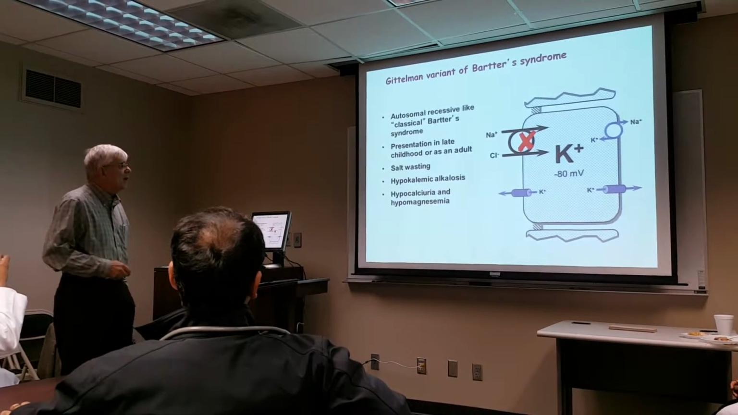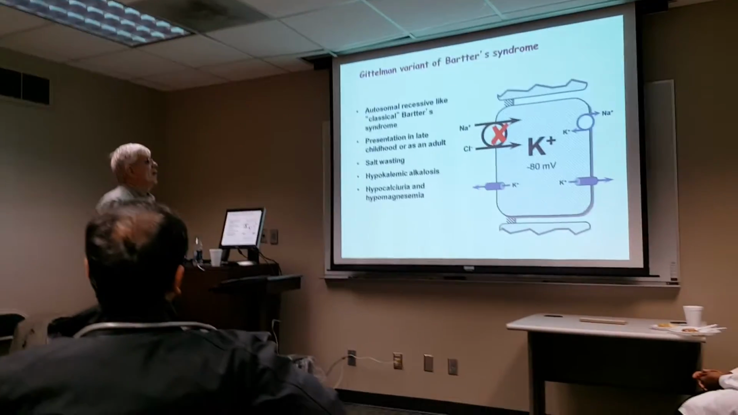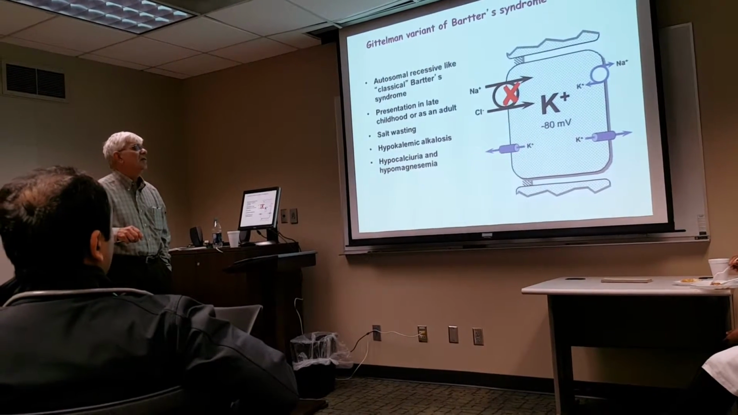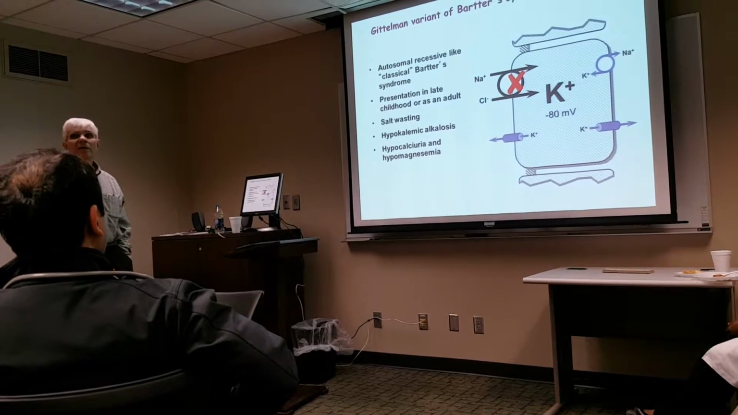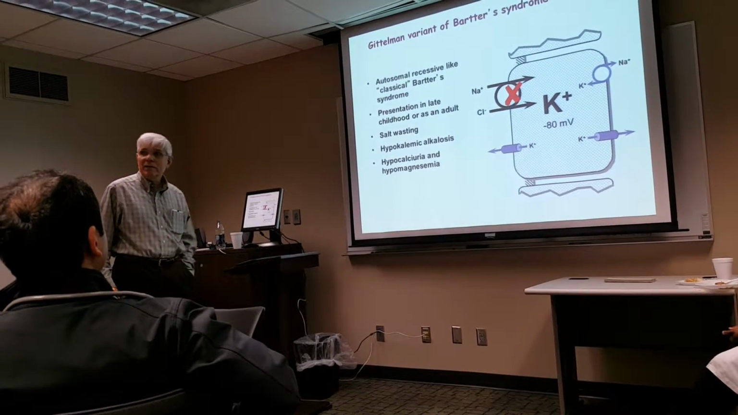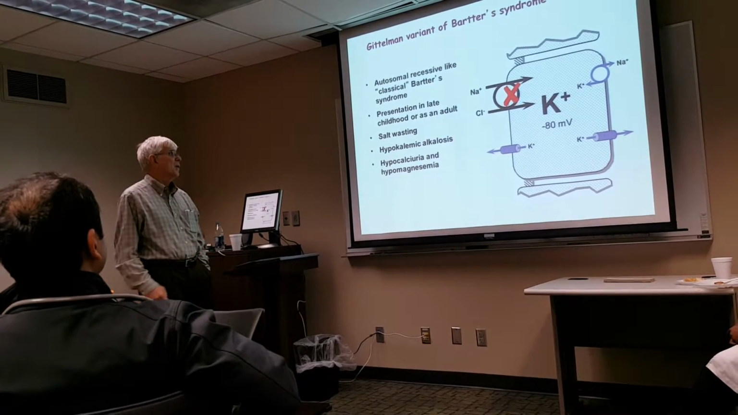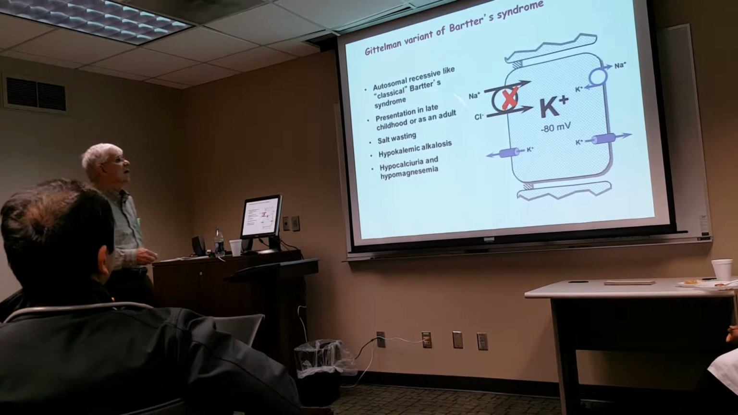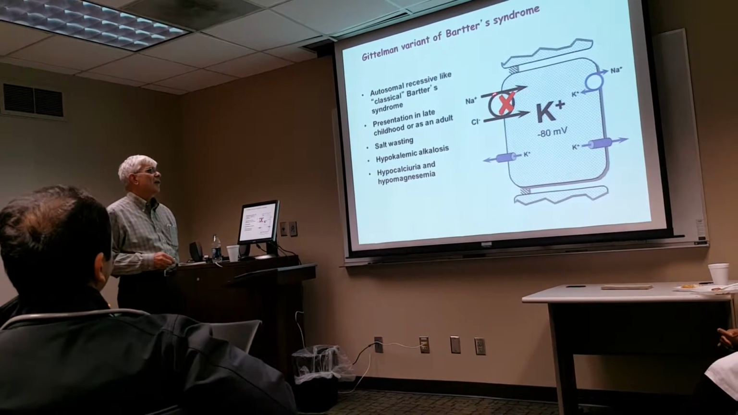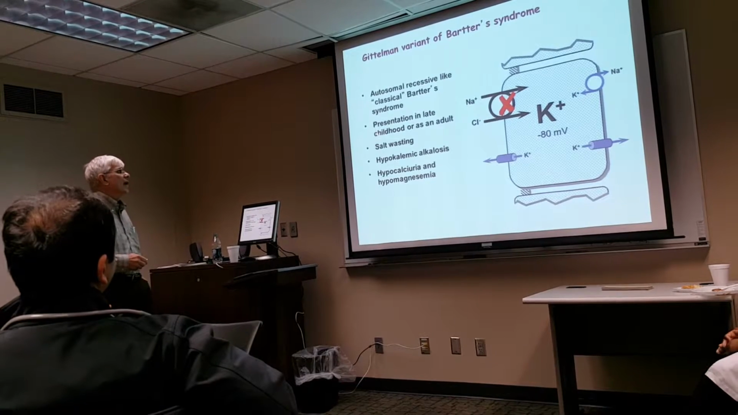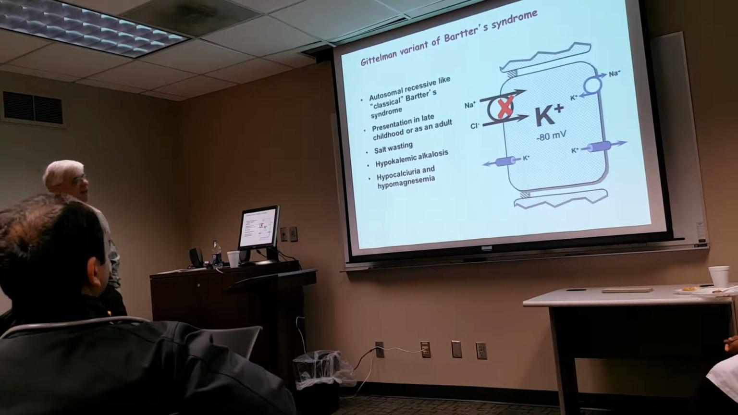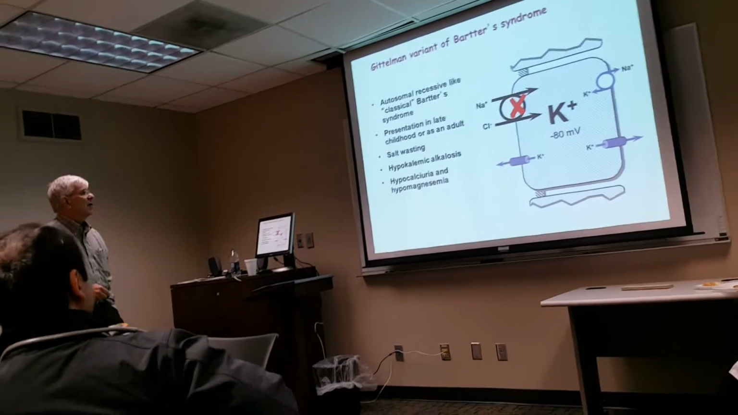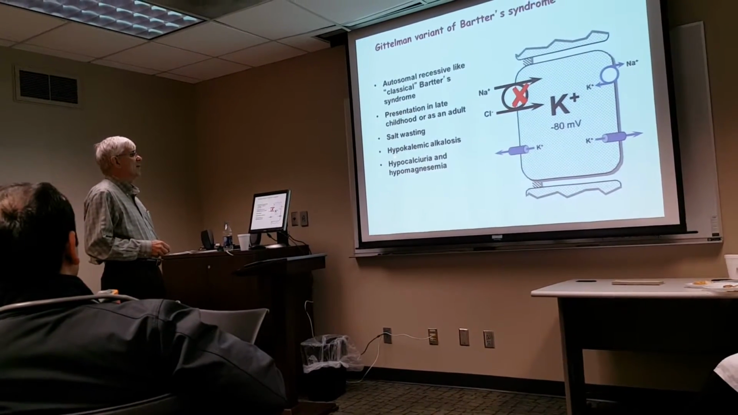Now, when we talk about the Gitelman variant of Bartter syndrome, it involves, instead of the possible three loss of function mutations you had in the thick ascending limb, an autosomal recessive trait that was shown, again in work by Rick Lifton at Yale with Steve Hebert, to result in a functional knockout of the thiazide-sensitive cotransporter. It presents in late childhood or as an adult, typically a little later than classical Bartter's. It also results in salt wasting, and it also results in potassium wasting here.